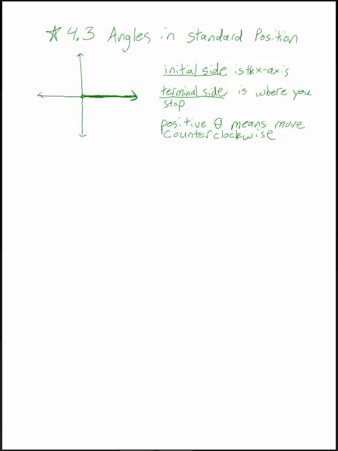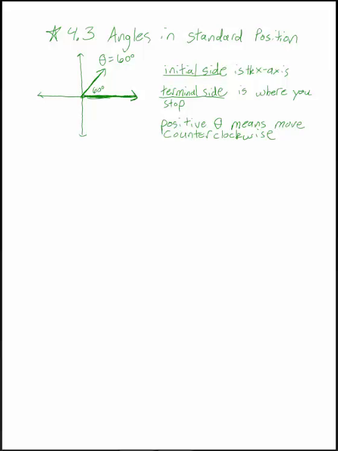So let's say theta was 60 degrees. So that means you're going to start on the x-axis, the positive x-axis. Now we're going to use that to then create a 60-degree angle. So that means that my terminal side is going to be right about here. There's my terminal side. So between the initial and the terminal side, you're making an angle of 60 degrees.